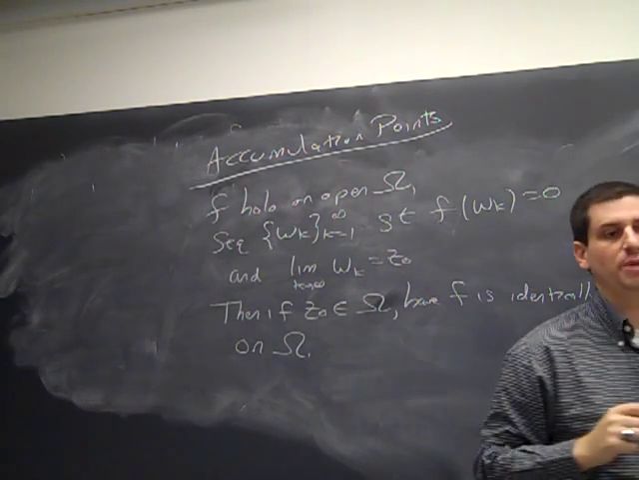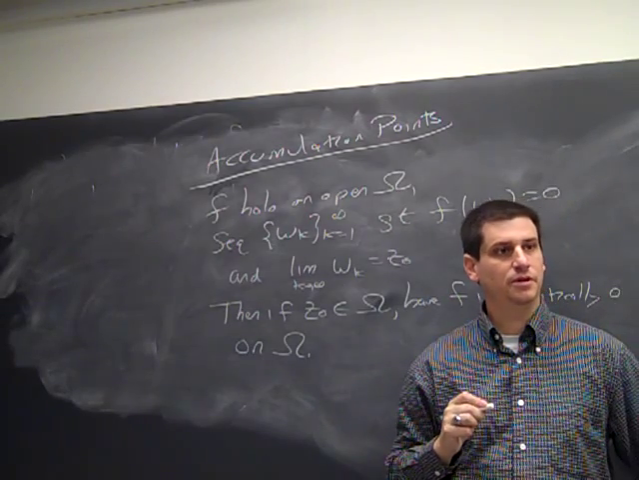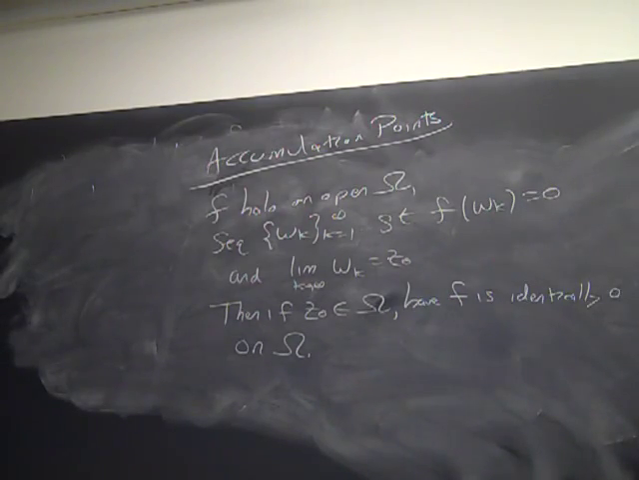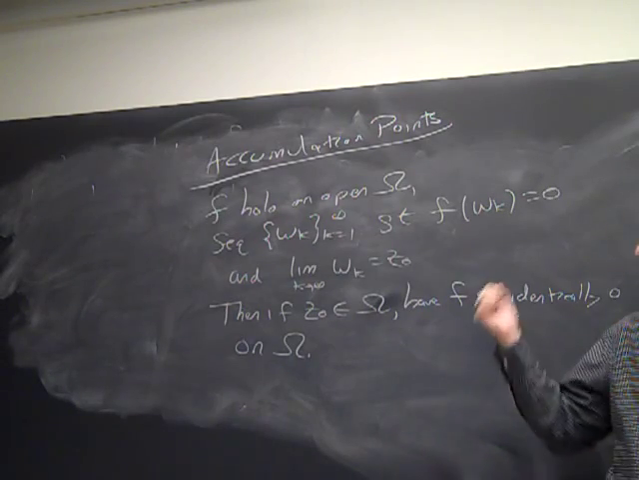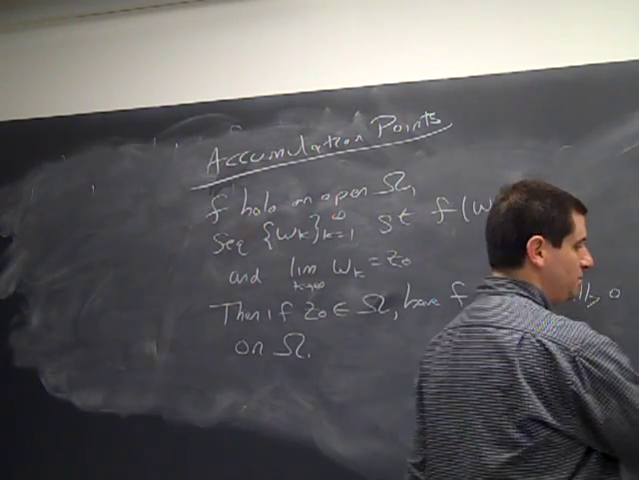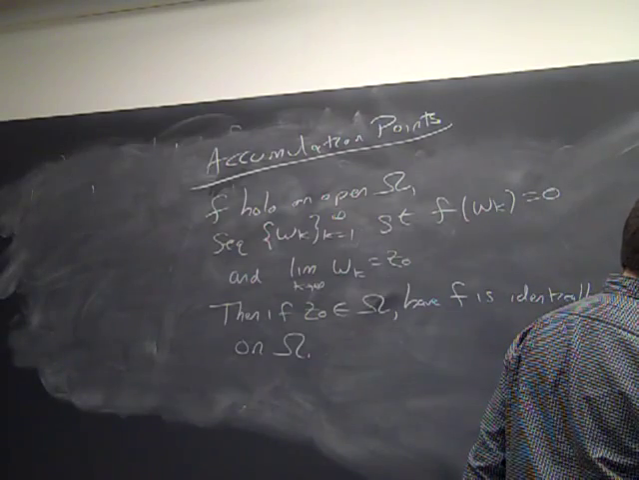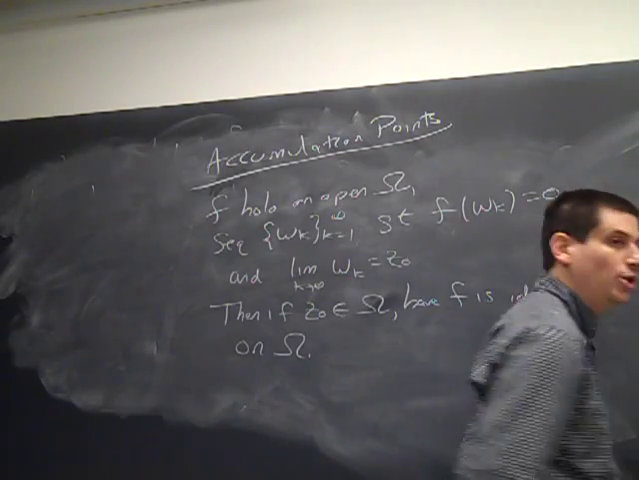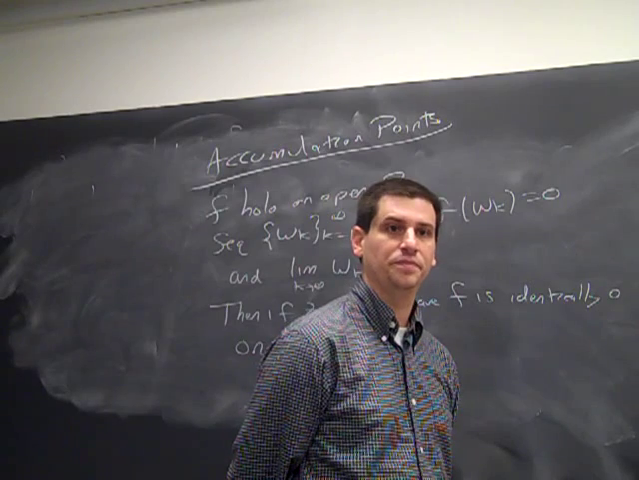At what point do we care about? Z naught. So you told me it has a Taylor series. I get to choose which point. Well, the action is happening at z0. Here's my sequence of points converging to z0. So I want to expand things at z0.